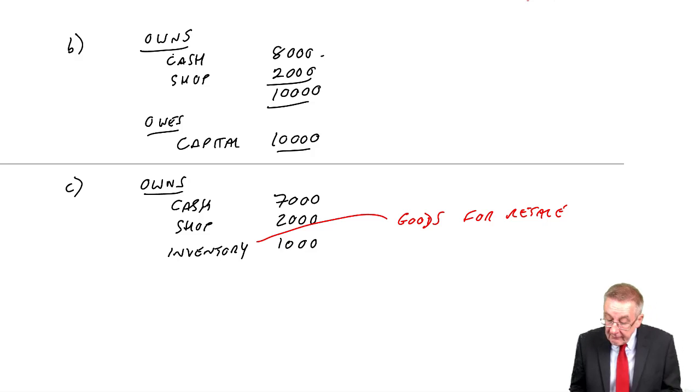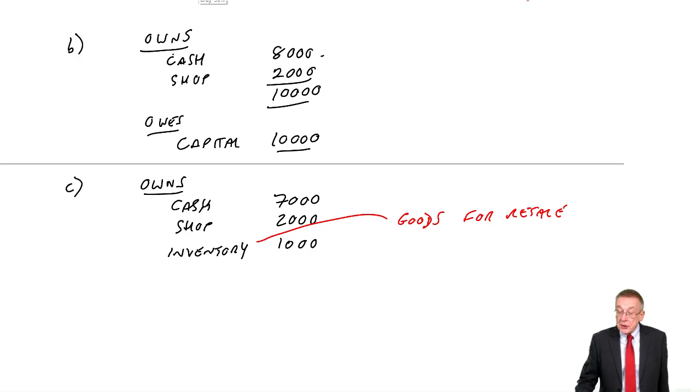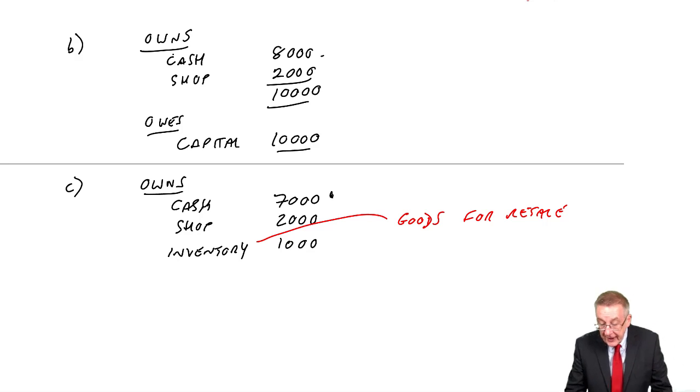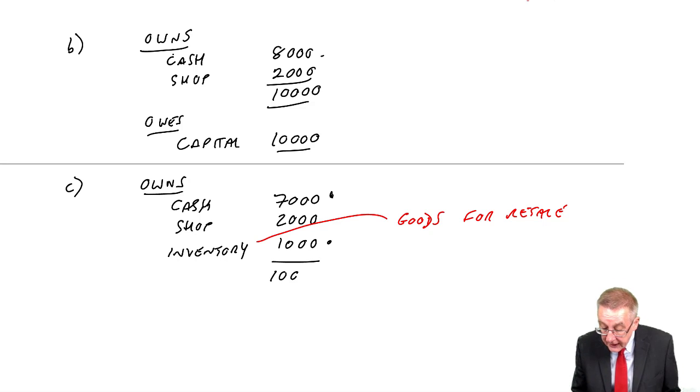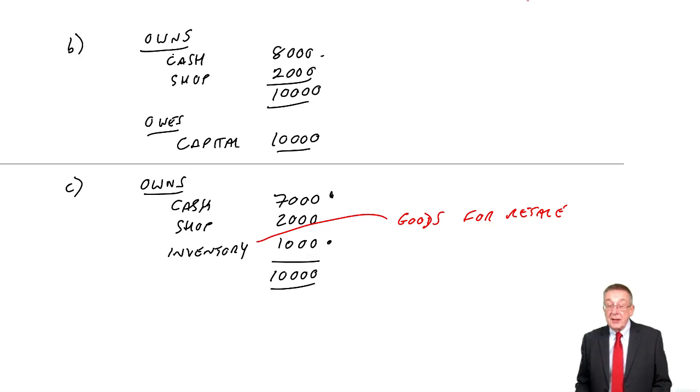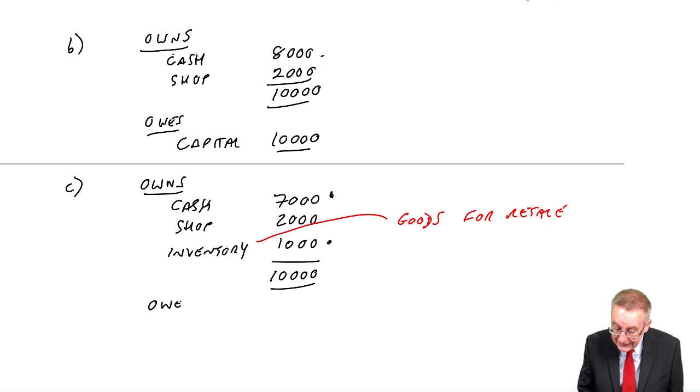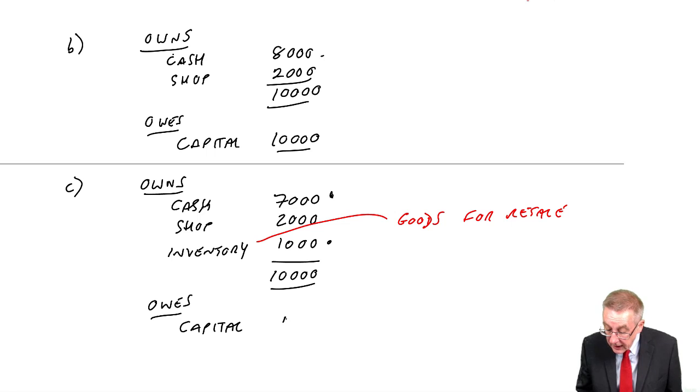And so there have been two effects of this transaction. On the one hand, the cash fell, but the other effect, inventory appeared, a new asset. So two effects, but the total assets are still 10,000. And what does the business owe? Well, they still owe the capital, they still owe the owner 10,000.